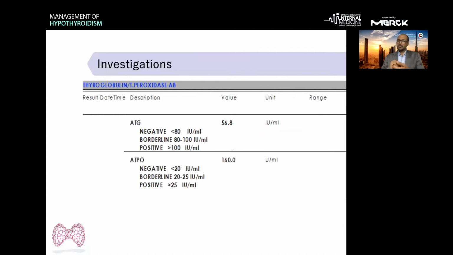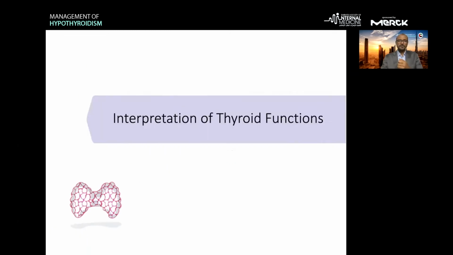Anti-thyroid peroxidase antibodies were requested for her, and they were significantly elevated. The positive range was more than 25, and her ATPO was 160. Her thyroglobulin was normal, anti-thyroglobulin antibody. So how do we interpret thyroid function tests?